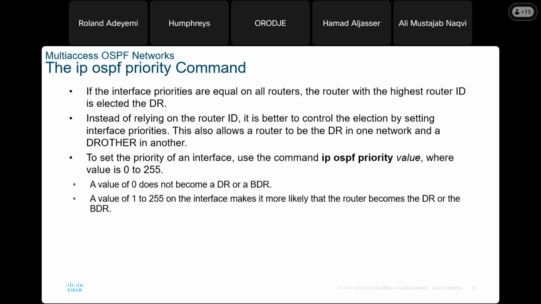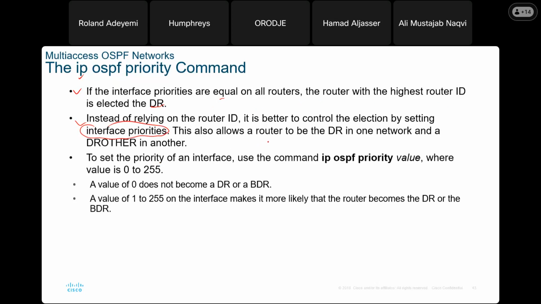Okay, so how do we change these priority numbers if we want the routers to consider the priority and not the router ID? The ip ospf priority command. If the interface priorities are equal, the router with the highest router ID is selected as the DR. Instead of relying on the router ID, it is better to control the election by setting the interface priorities. And I'm going to show you how to do that also.